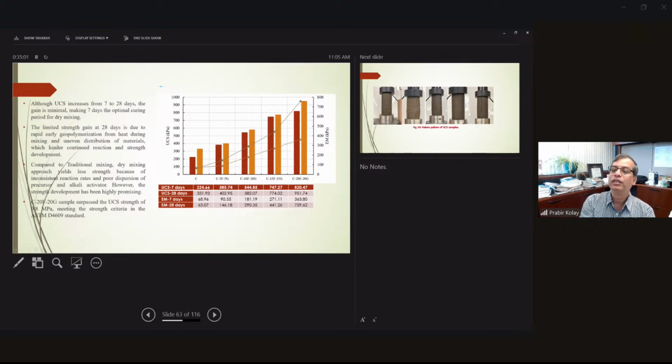And then how the UCS E value, the elastic modulus, is also going to change with different combinations. So C is the pure clay, and this is fly ash plus GGBS: 5%, 10%, 15%, and 20% fly ash, 20% GGBS.